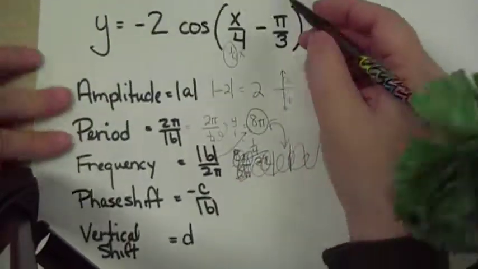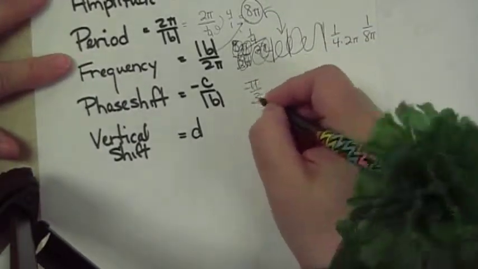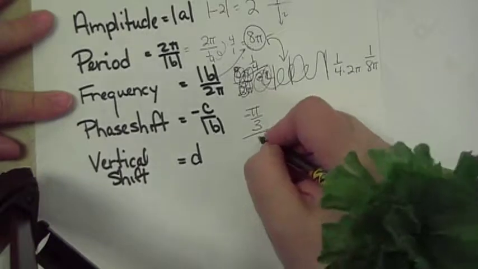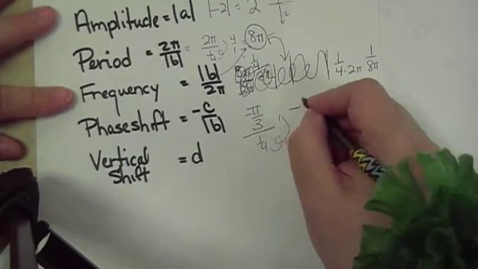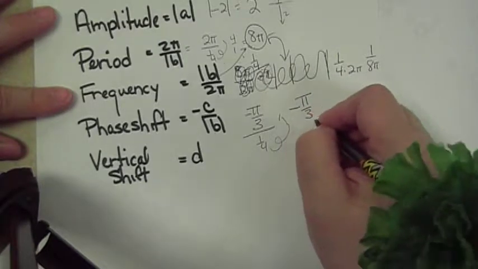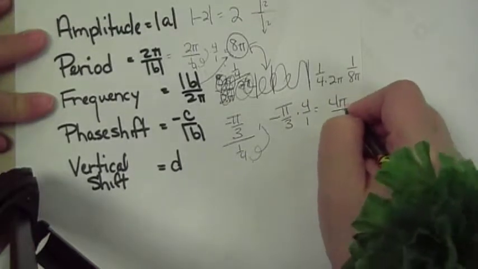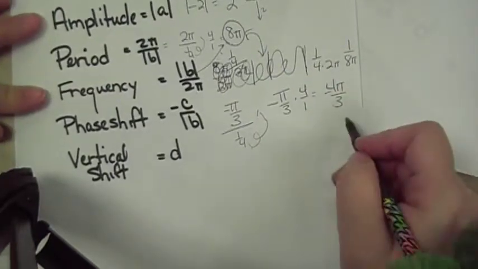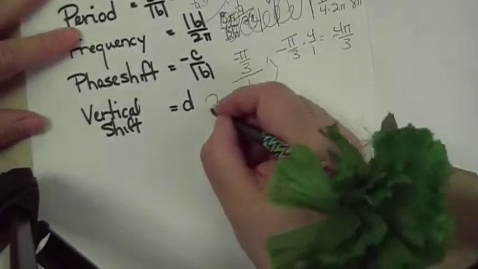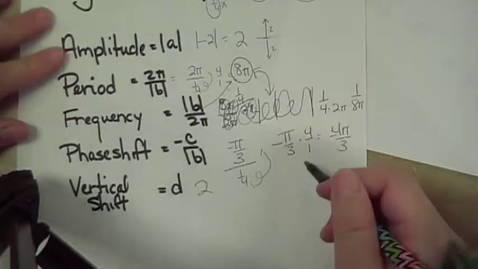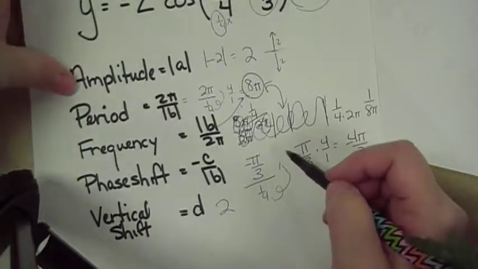Phase shift, the c, which is this one, so pi over 3 over b, which was 1/4. When you divide by 1/4, you flip it over and bring it up, so it's -pi over 3 times 4 over 1, which would be 4 pi over 3. So we've got that one. Vertical shift is d, and that's this number here, so that's 2. So that's finding all the different things in the equation. You'll need to do this on a couple of the ones that you have for your homework today.